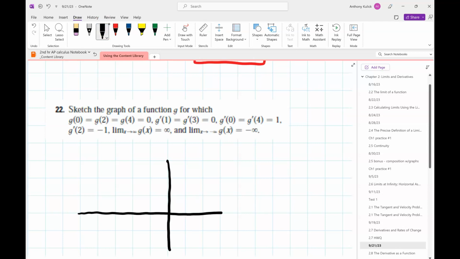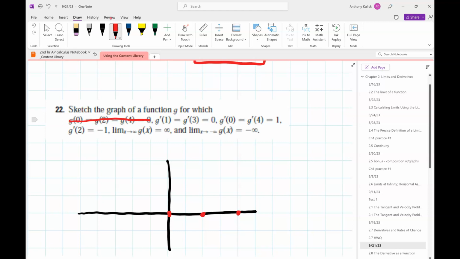So it's asking me to draw a graph, a possible graph, right? Your answers could vary. So it says g of 0 equals g of 2 equals g of 4, which equals 0. So what that tells me is that (0, 0) is a point, (2, 0) is a point, and (4, 0) is a point. Everybody's good with that? Okay, so I'm going to cross that out because we took care of it.